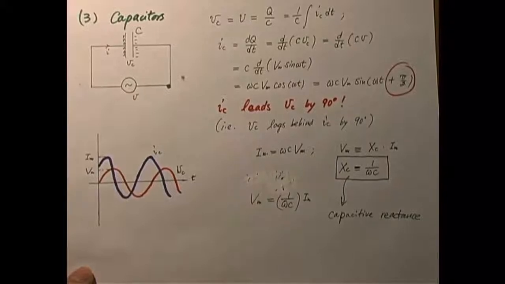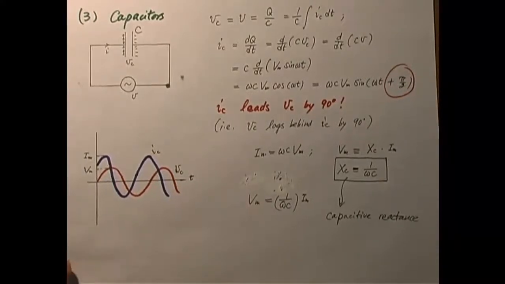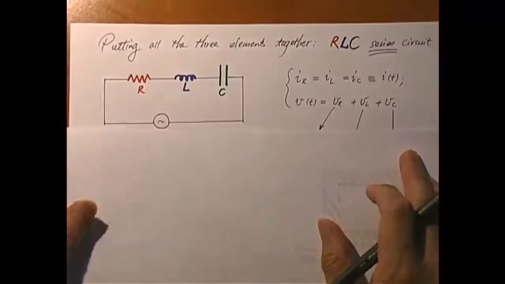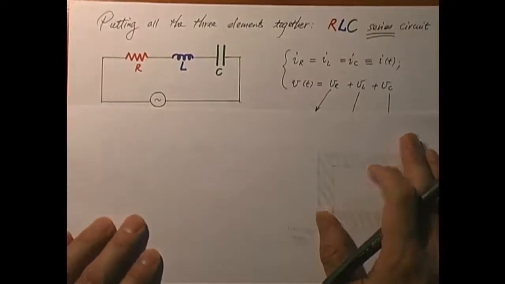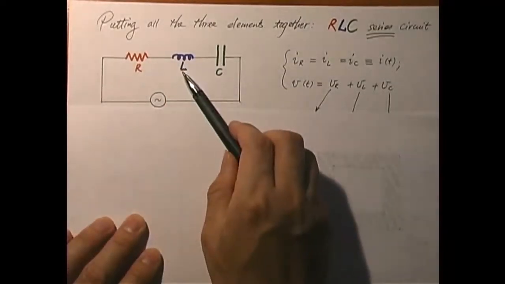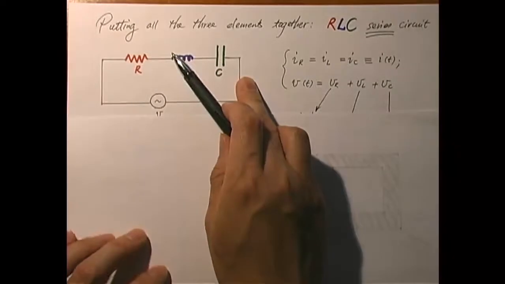We have studied how each term behaves separately: R, L, and C. It is now time to put everything together. We're going to put all three elements together to form what's called an LRC or RLC circuit, with everything in series. Here is the drawing: resistor, inductor, and capacitor powered by the same EMF.